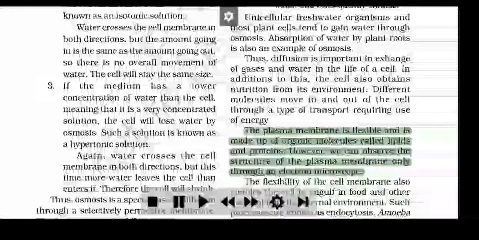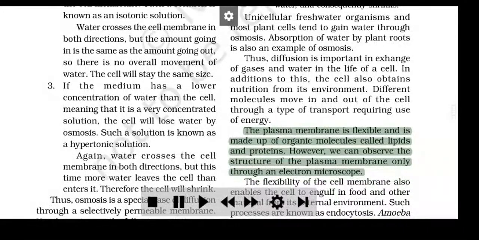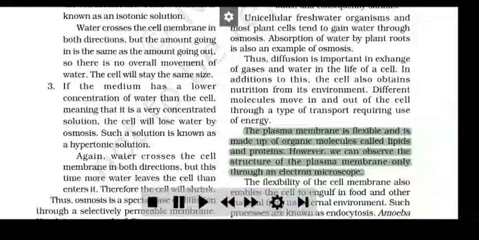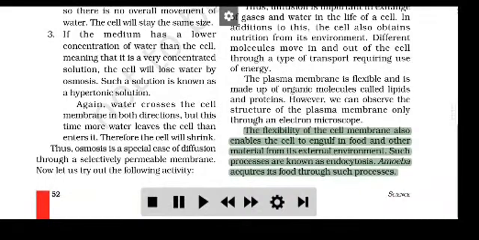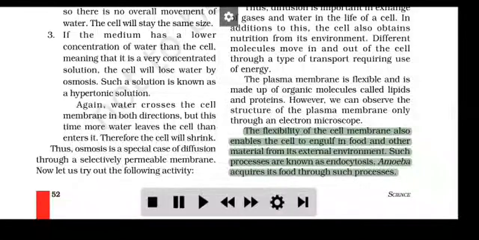The plasma membrane is flexible and is made of lipids and proteins. However, we can observe the membrane only through an electron microscope. The flexible membrane also enables the cell to engulf food and other material from its external environment. Such processes are known as endocytosis. Amoeba acquires its food through such processes.